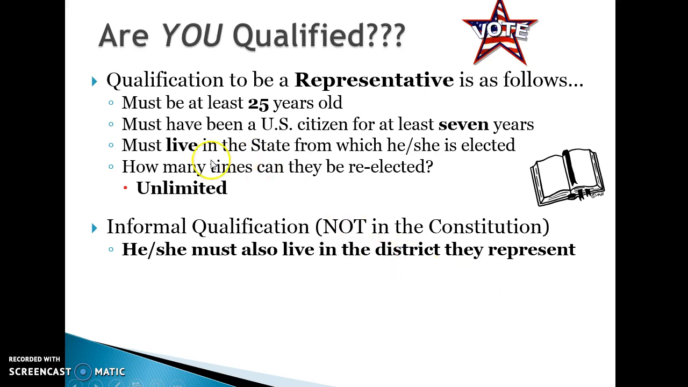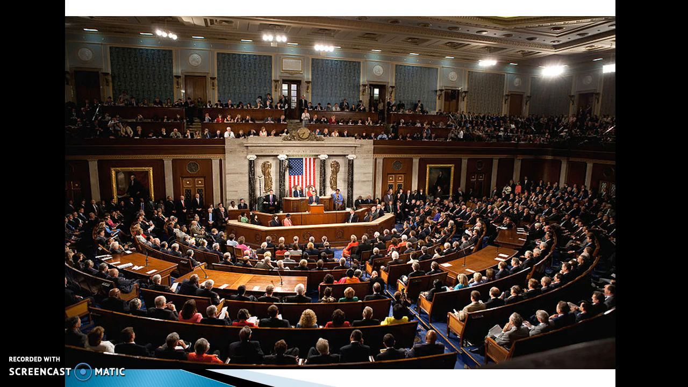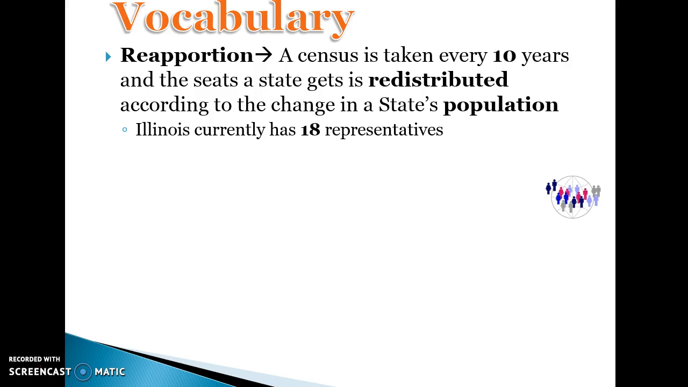I kind of skipped over how many times you can be reelected. It's unlimited. You need to know that. Representatives and senators can be elected an unlimited number of times. That's how we get career politicians. And then representatives can be expelled from the House by 2/3 majority vote if they commit a crime. But in the last 200 years, only 5 members have been expelled from the House. That's what the House of Representatives looks like politically.